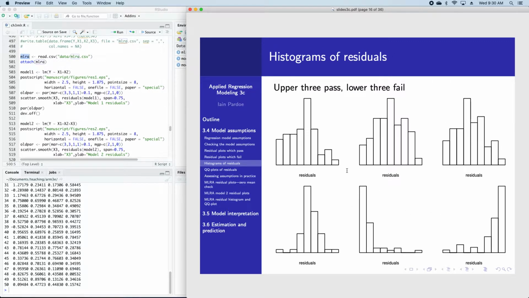Here are some histograms where the upper three pass okay. And again, you might look at this histogram and go, well, that doesn't look very normal. It doesn't look like a nice symmetric bell shape. But it's close enough. These bottom three fail. These two are obviously skewed. And this one is more subtle, but this is where we've got too many residuals really close to zero and a few that are really far away. So it doesn't have this bell shape. It's too tall and skinny in the middle, with these big fat tails.